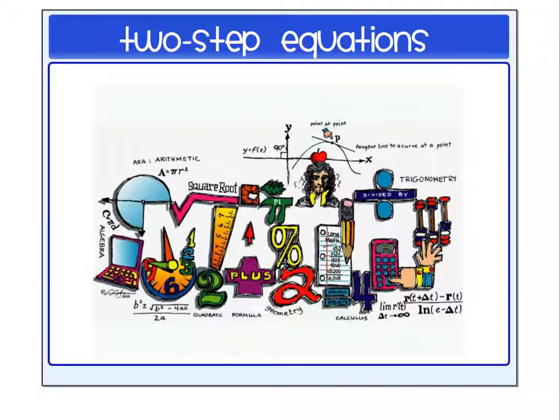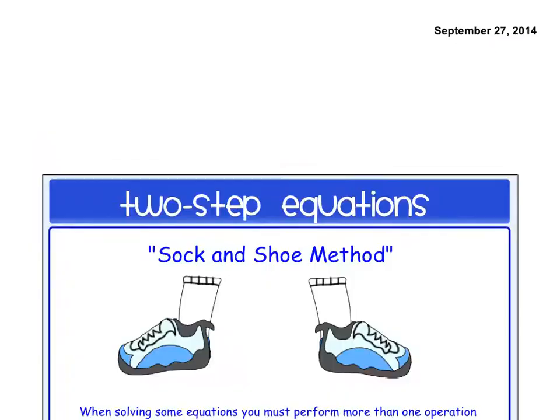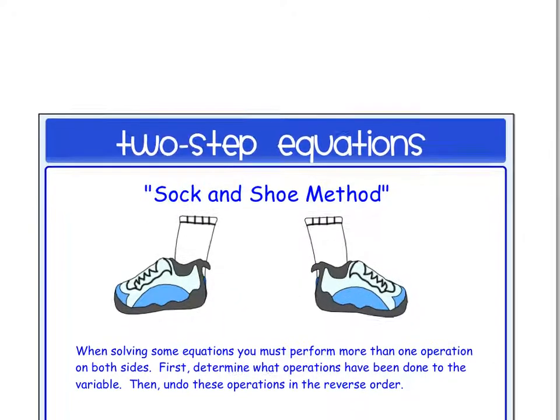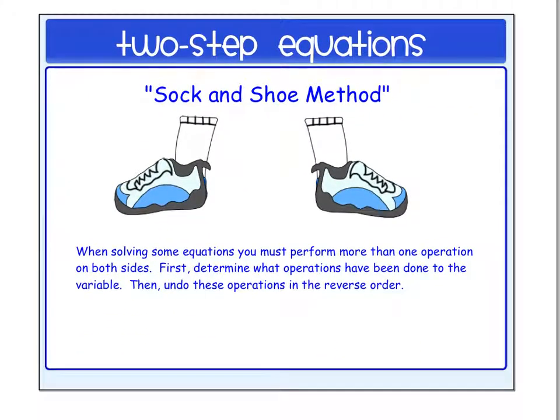Okay, this lesson is on solving two-step equations. We just finished solving one-step equations, so right now we're going to combine the two together. I refer to two-step equations as the sock and shoe method because we have to do things in reverse order of the order of operations.